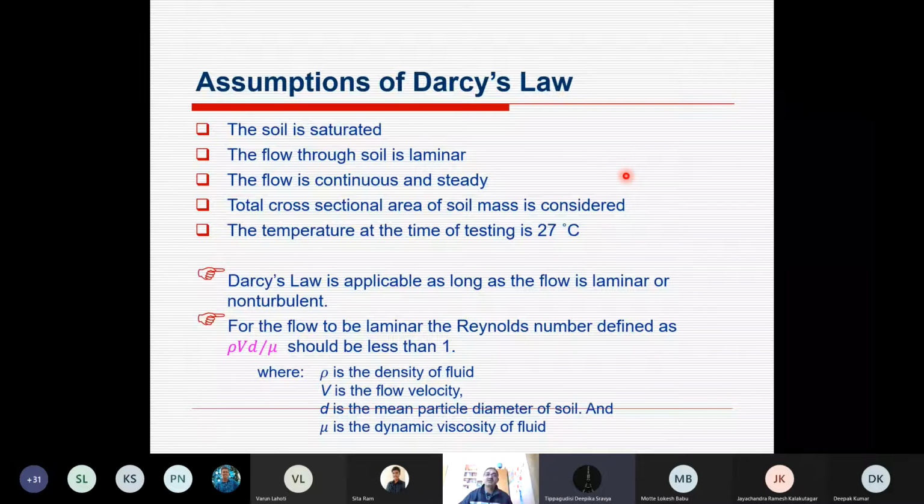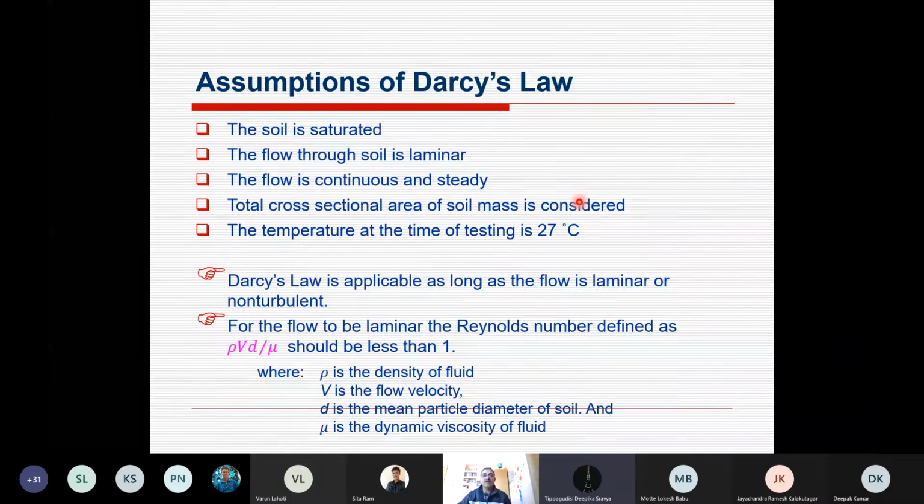It simply states that velocity v is equal to Ki. K is the saturated hydraulic conductivity, the constant in Darcy's law, which represents the soil property. I is the hydraulic gradient, simply equal to delta H by L, where delta H is the difference between input and output condition heads, and L is the length of the sample.